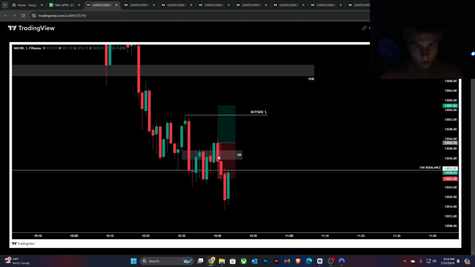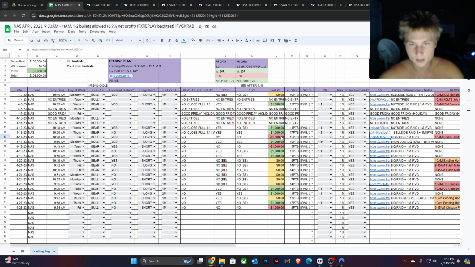Liquidity raid, 1 minute inverse, had a nice target right here, buy side, which I was going to move my stop loss to break even. Or I could also take partials here, but I'm just closing full for right now. But yeah, on to the next. So we got a good loss right there.